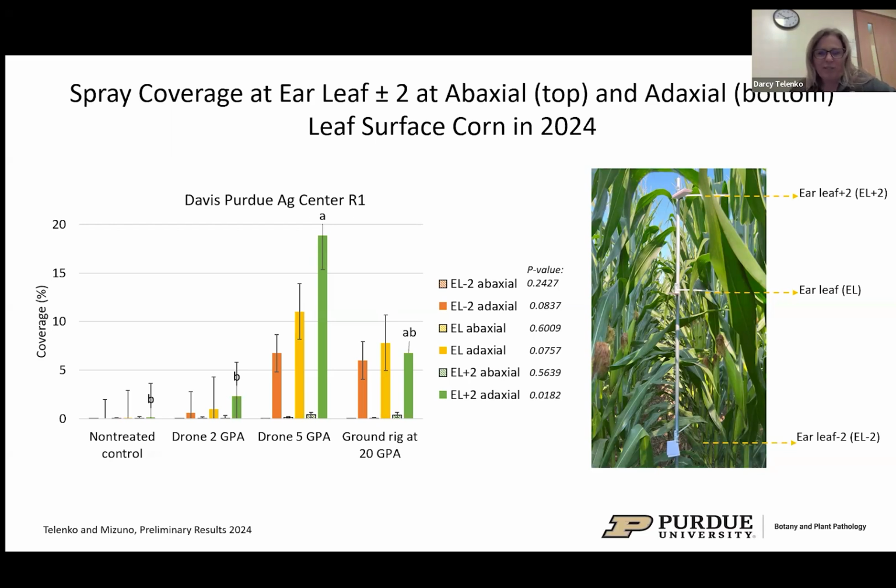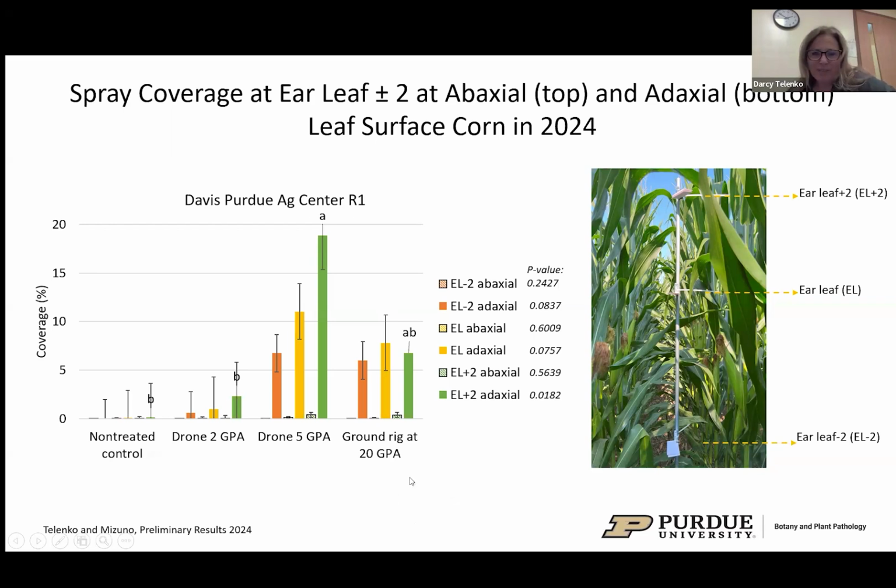So you can see our non-treated had very little, no deposition. The drones, again, you can see the filled in bars are the ones at the top of the leaf versus the ones you can't see are the lower side of the leaf. So the drone with 2 gallons per acre had a little bit more coverage, but then you can see when we slowed down to 5 gallons per acre, we had actually more coverage at Davis with the drone versus our ground rig in that canopy.